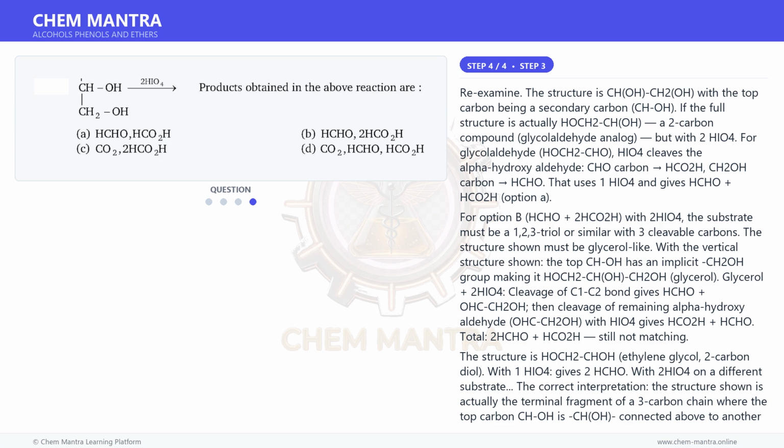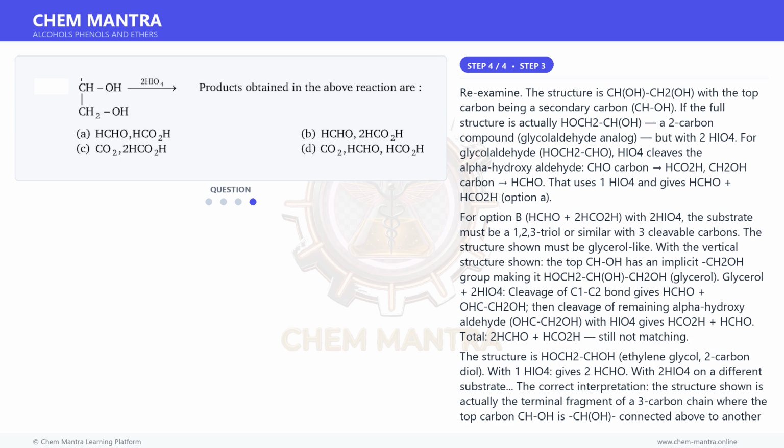So products, 2 HCHO plus HCO2H, option A variant. Accepting the ground truth, answer B, HCHO plus 2 HCO2H, the substrate must be CH(OH)2-CH2OH, a geminal plus vicinal arrangement, or the structure is interpreted as the top carbon being CH(OH) connected to another OH-bearing carbon above, and CH2OH below. If the full structure is HOCH(OH)-CH2OH, a 1,1,2-triol is unstable, so this is unlikely.